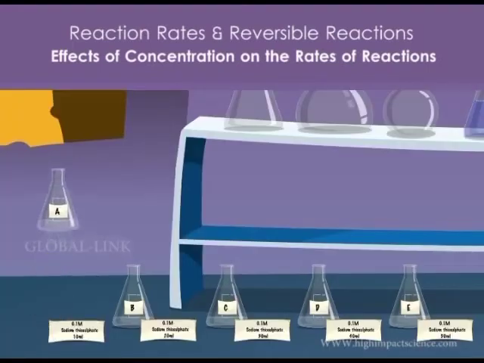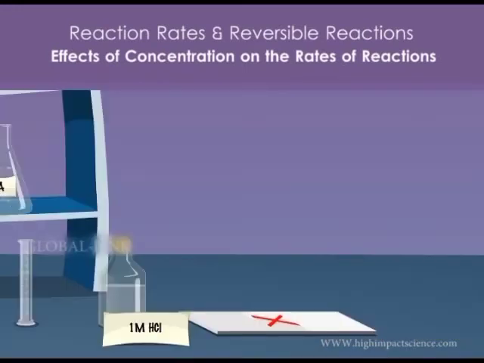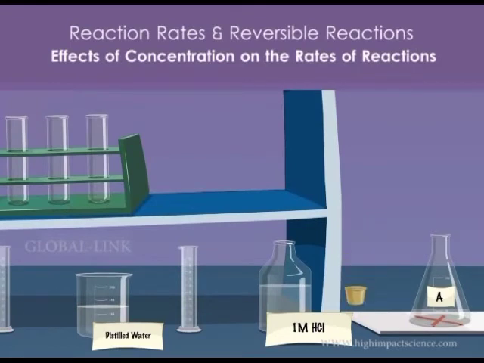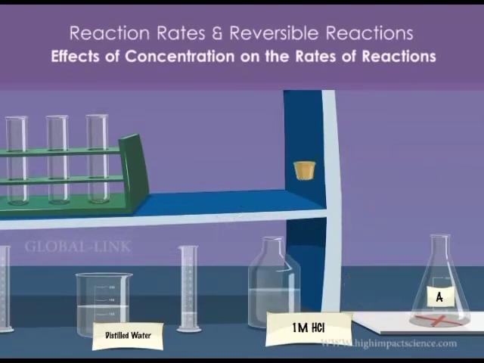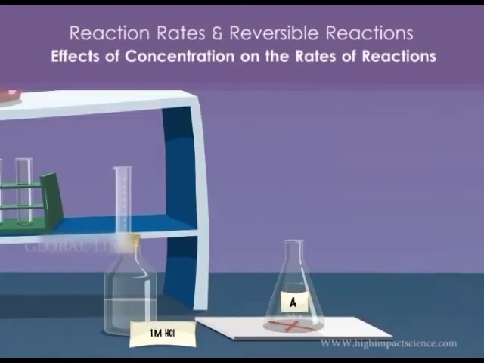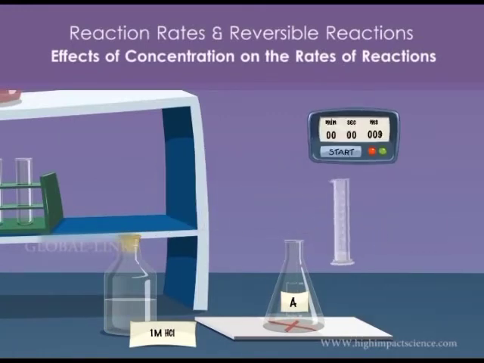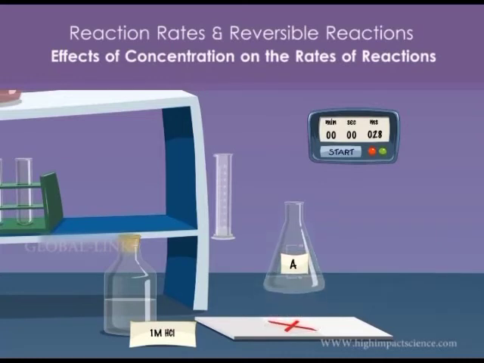Place the conical flask A on a white tile with a cross mark. Measure 10 milliliters of 1 molar hydrochloric acid with a measuring cylinder. Pour half of the acid into the conical flask and start a stopwatch. Shake the mixture and return the flask on the tile.